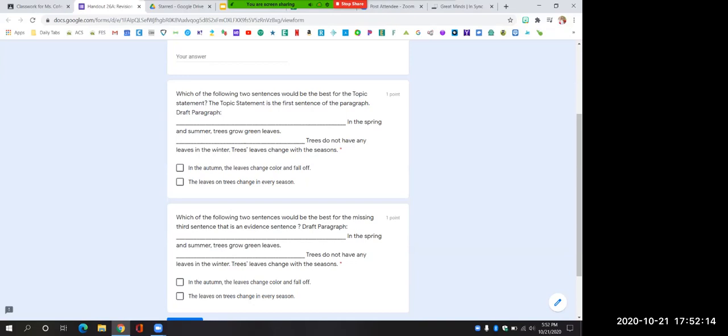Or would it be, the leaves on the trees change in every season? So you're going to pick which one of those two you think goes in the first missing sentence.